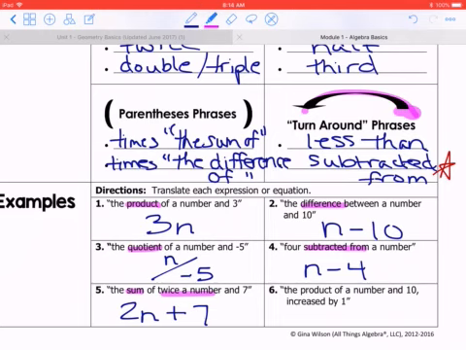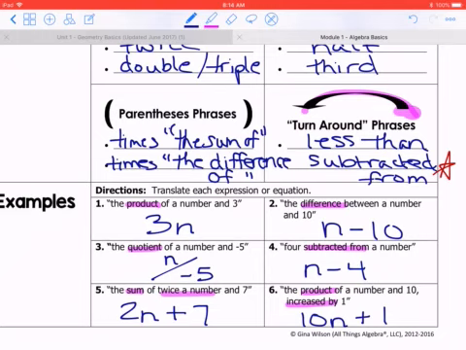And then the last one says the product of a number and 10, and then it also says increased by 1. So there's a couple things going on here. The product of a number and 10, so product means multiply, so that's going to give me 10n, a number and 10, so 10 times n. And then increased by means that we're adding 1. Okay? So we're going to stop here.